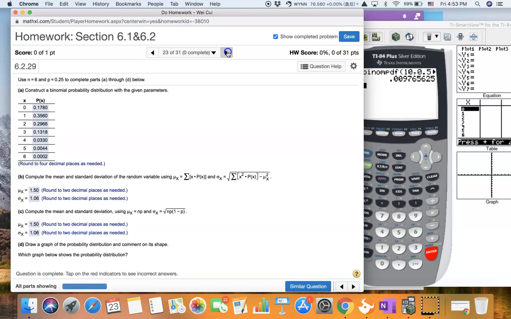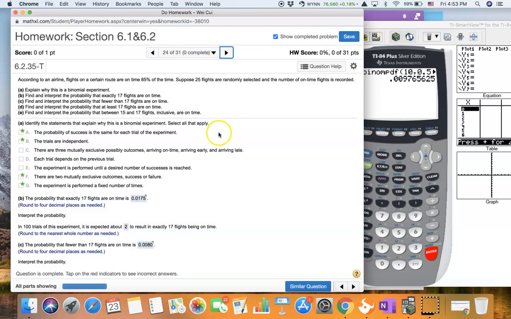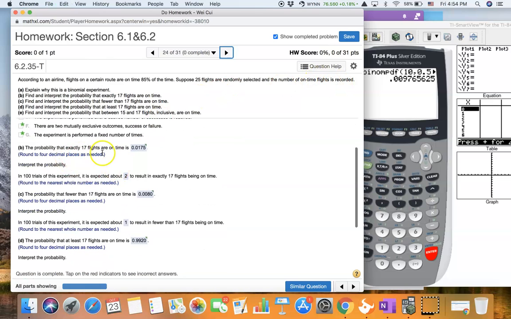Yeah, let's look at some other examples. Like here, according to an airline, flights on a certain route are on time 85% of the time. Suppose 25 flights are randomly selected and the number of on-time flights is recorded. So we want to answer the following question. First, what's the probability that exactly 17 flights are on time?